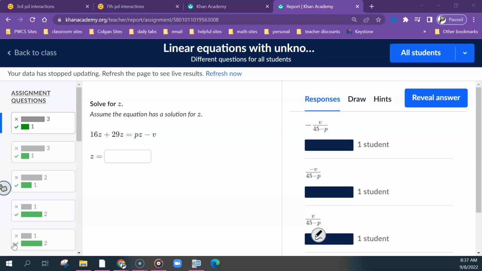Alright, so you'll get questions that look like one of two things. This, and then you'll have to solve for something where the variables will either all be on the same side or you'll need to get them on the same side. So in this case, we're solving for z, and there's a z on this side, so I'm going to move this z term over and then rewrite this. So 16z plus 29z minus pz equals negative v.